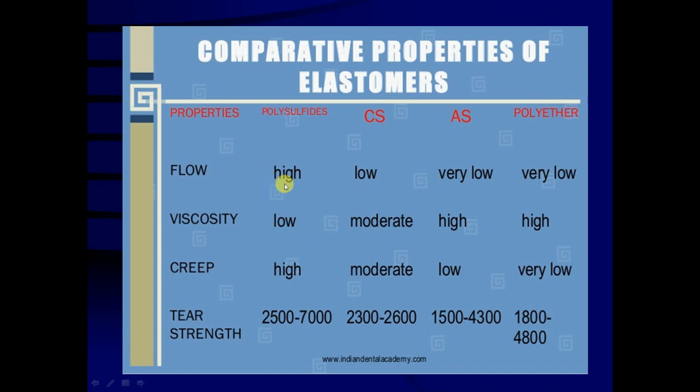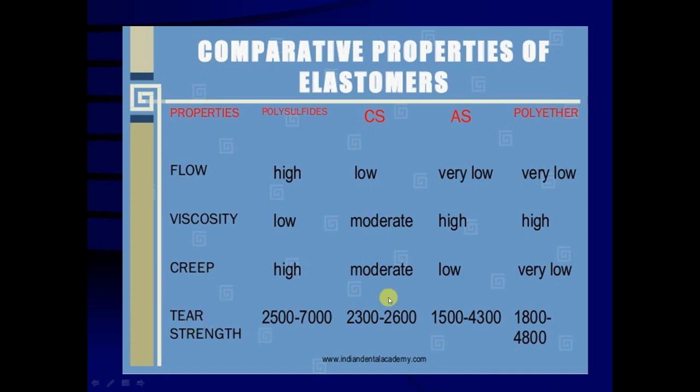According to flow, polysulfide has the high flow, condensation silicon has the low flow, addition silicons very low flow, and polyether also very low flow. Viscosity: polysulfides has the low viscosity, condensation silicon is the moderate viscosity, addition silicon and the polyether with the high viscosity. Creep: polysulfides has the high creep, condensation silicon with the moderate creep, addition silicon with the low creep, and polyether with the very low creep.